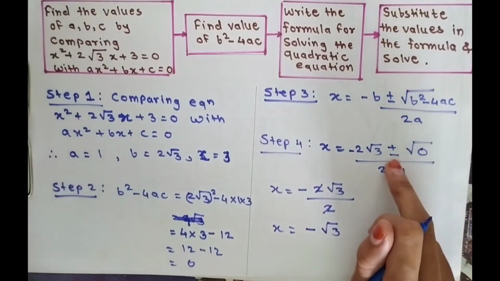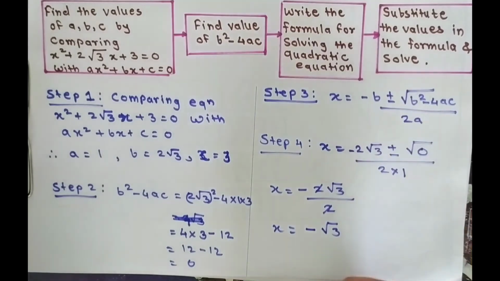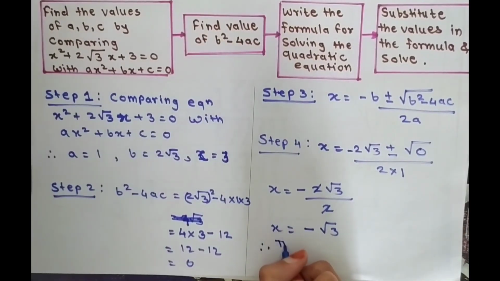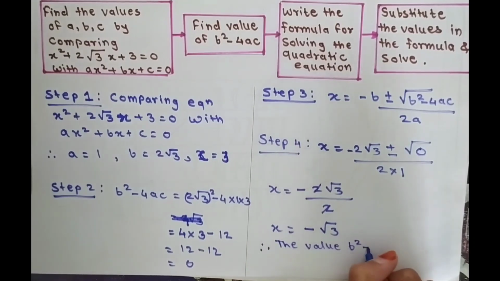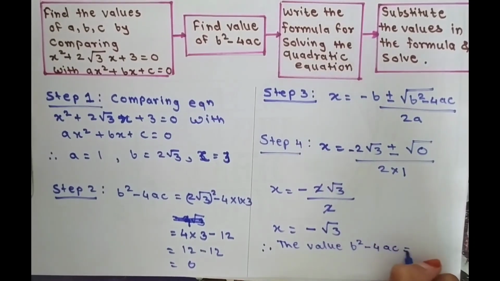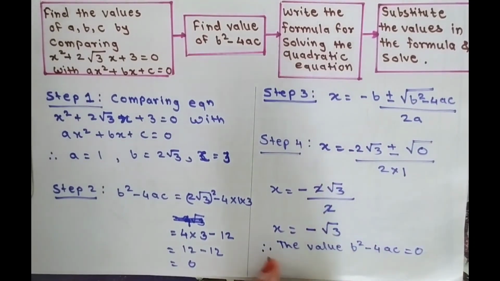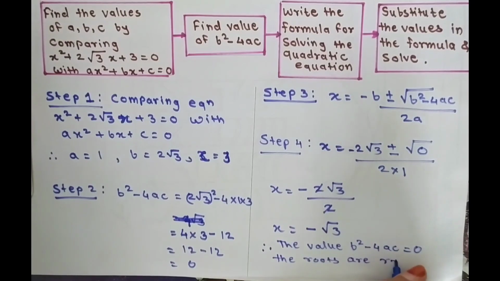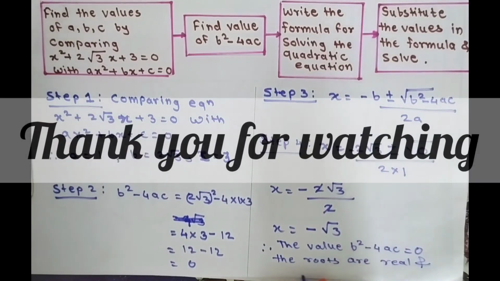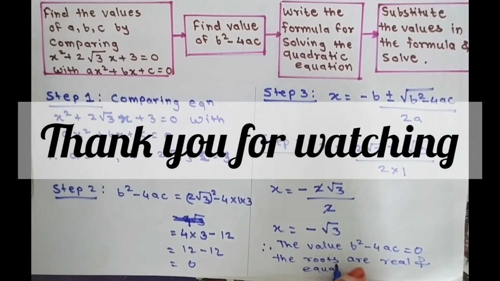Now here b square minus 4ac is 0. Therefore the value of b square minus 4ac is equal to 0. Therefore the roots are real and equal. Understand?